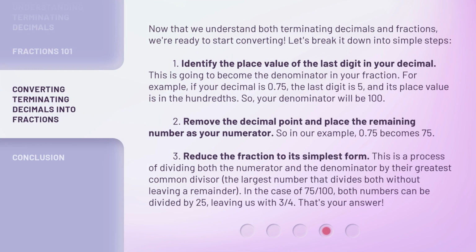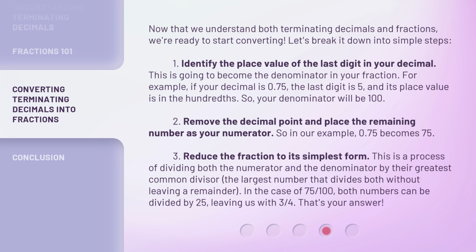Now that we understand both terminating decimals and fractions, we're ready to start converting. Let's break it down into simple steps. 1. Identify the place value of the last digit in your decimal. This is going to become the denominator in your fraction. For example, if your decimal is 0.75, the last digit is 5, and its place value is in the hundredths. So, your denominator will be 100.